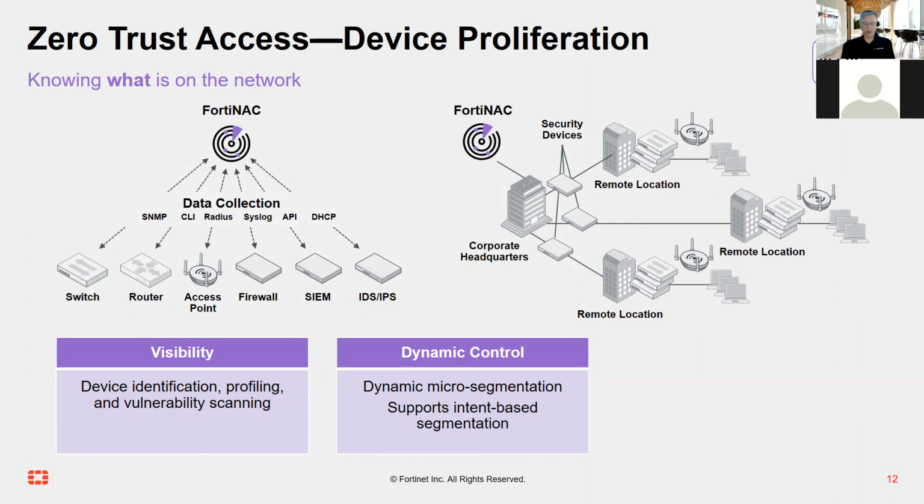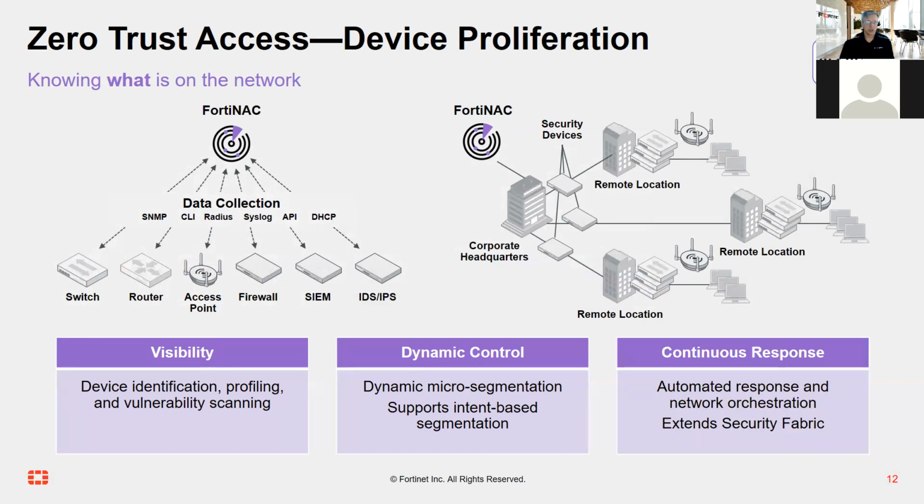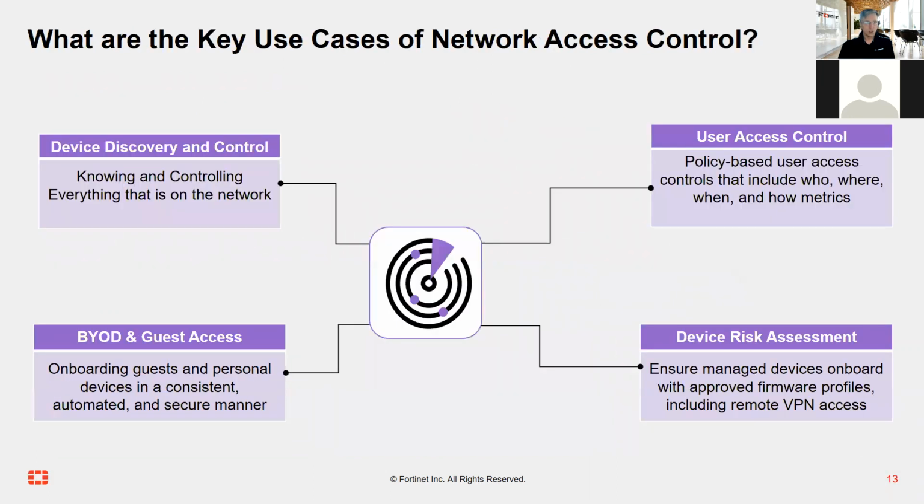Which leads to the last point of what Fortinet does. It's that continuous response. It's the ongoing checking of the network, always watching what's going on and being able to take automated action when something should happen. Now, Fortinet is a fully capable network access control product. It handles lots of different use cases. I'm focusing on the device discovery and control because that's the role that it plays within the Zero Trust solution from Fortinet.